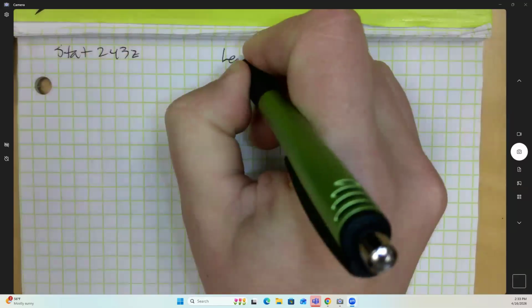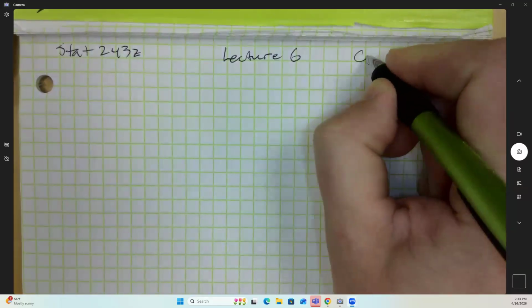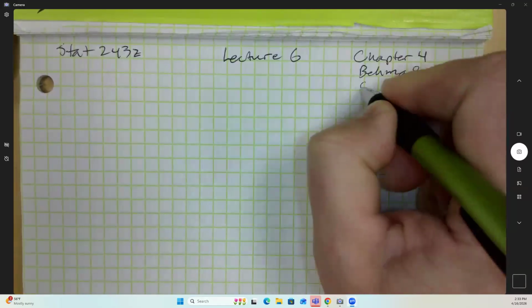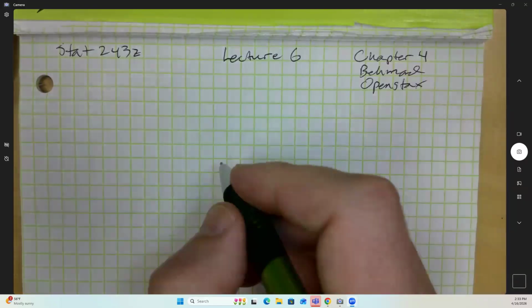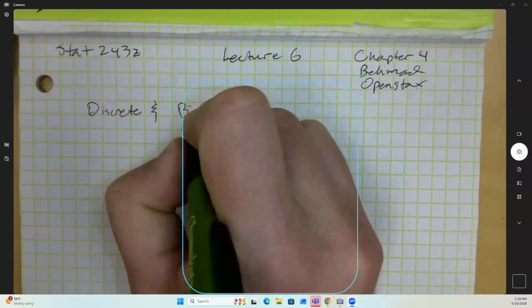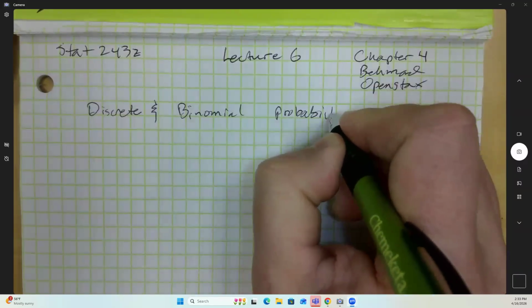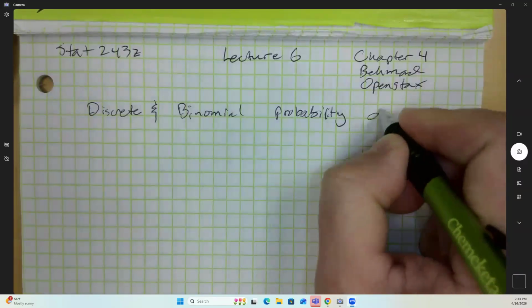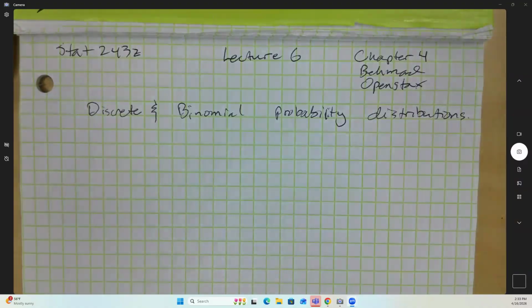I believe this is lecture number 6. And we're going to start chapter 4 in both the Bayesian and the OpenStax textbook, which is all about discrete and binomial probability distributions. So we skipped chapter 3, which is fine.